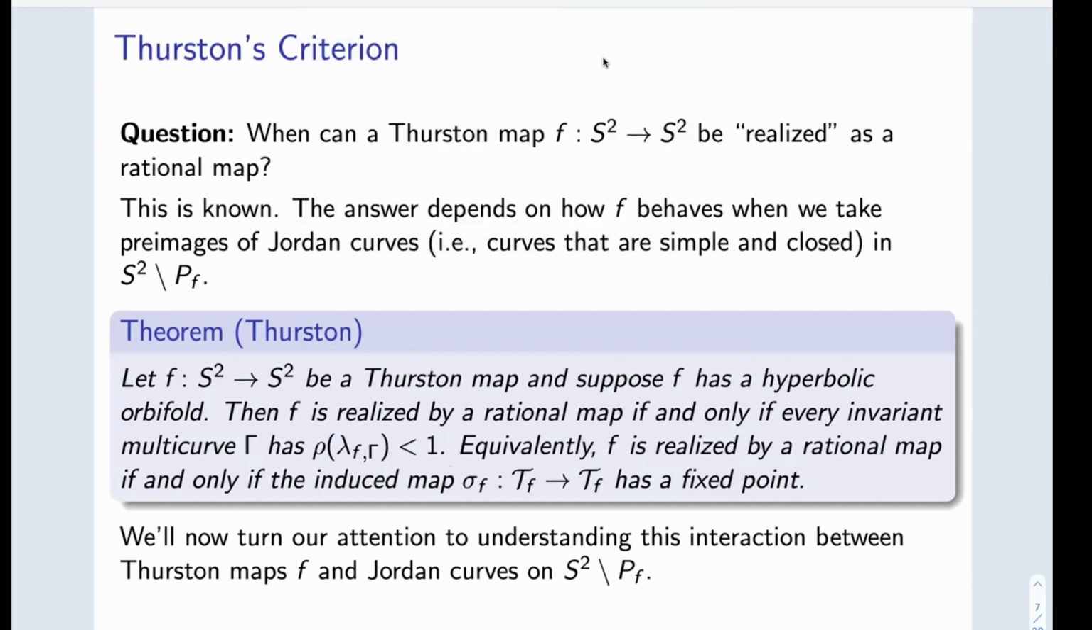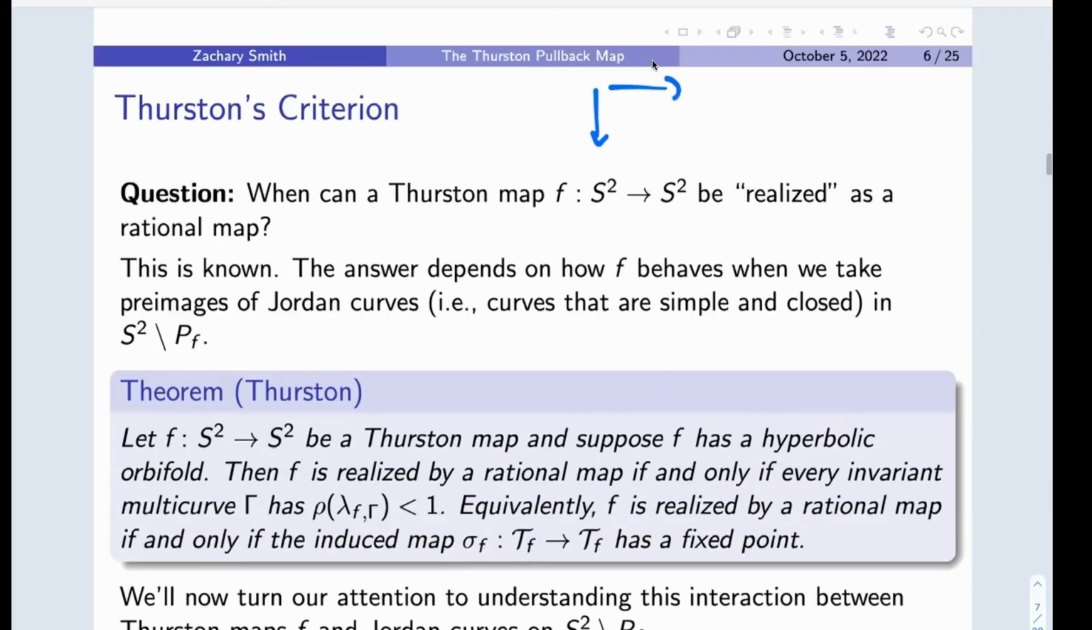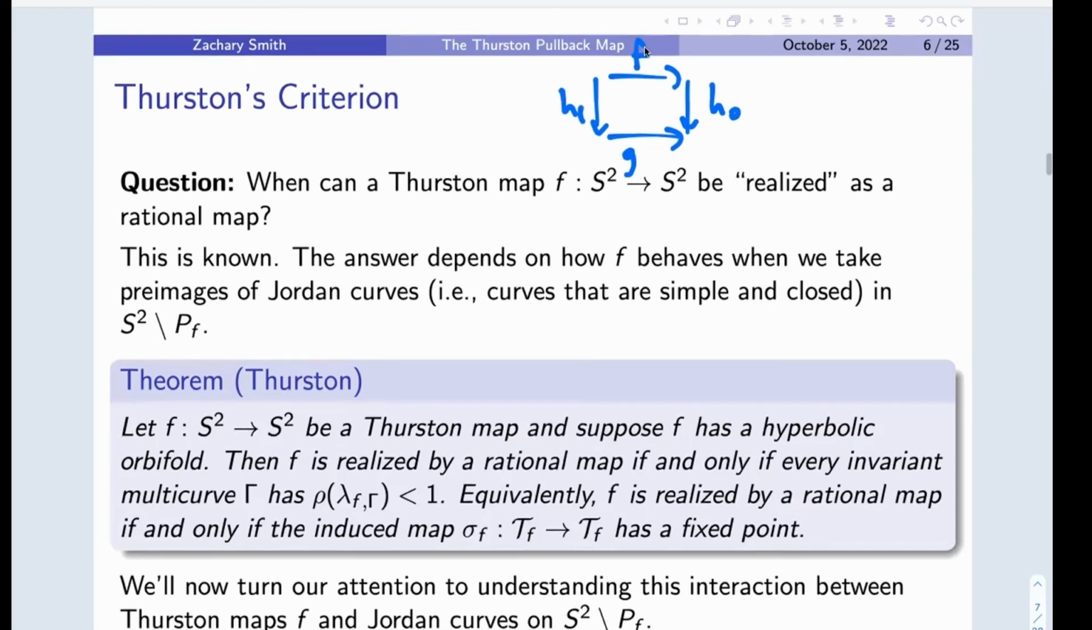So maybe I should actually just draw a quick commutative diagram here to explain what's going on. Okay. So all the corners of this diagram are going to be the sphere. And we would say that F is going to be equivalent in some sense to G, in the sense I'm interested in, when H1 is isotopic to H0 relative to postcritical set. Right? And these are homeomorphisms.